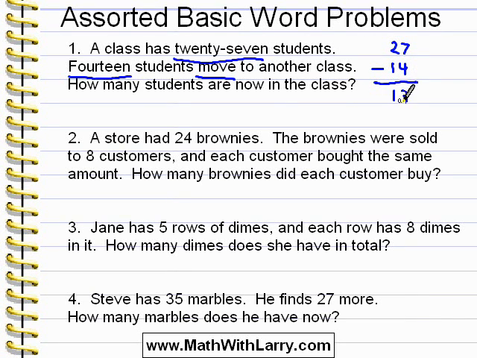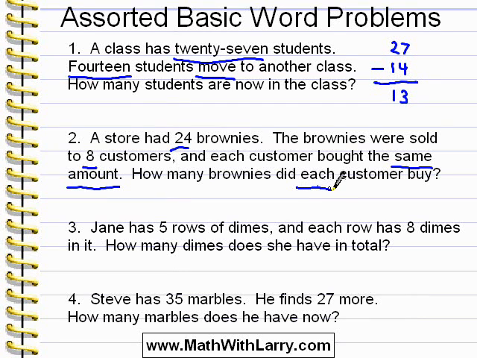Let's take a look at problem 2. A store had 24 brownies. The brownies were sold to 8 customers, and each customer bought the same amount. I'm going to immediately underline same amount because that sounds like it's going to be important. It's an equal distribution. How many brownies did each customer buy? Each is important.